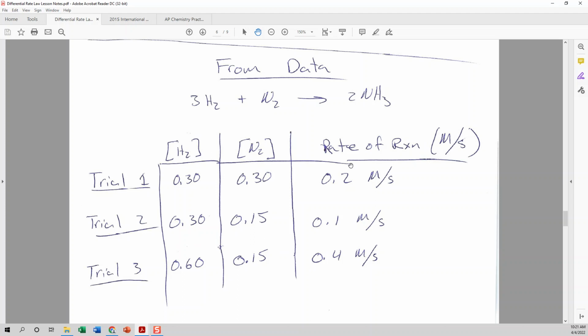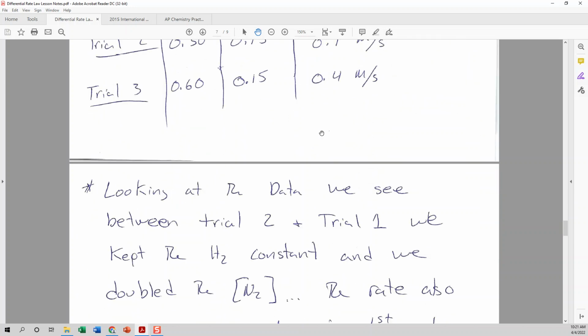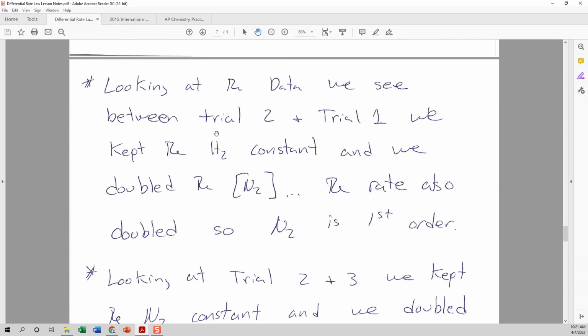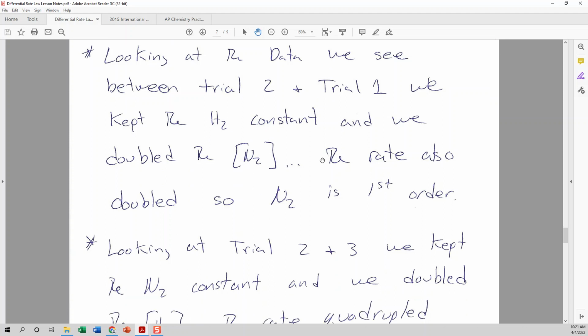So from this experimental data, we can determine that hydrogen is second order and nitrogen is first order. If I want to write the rate equation, let's understand what we did. Looking at the data, we compared trial 2 to trial 1. Why? Because hydrogen was held constant and we doubled nitrogen. Then we noticed that the rate also doubled, so we know nitrogen is first order.